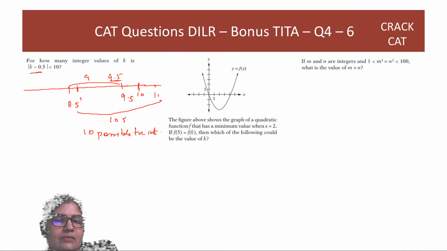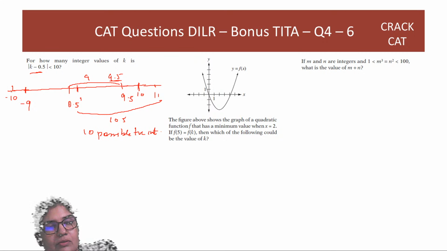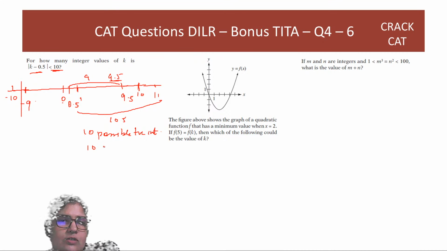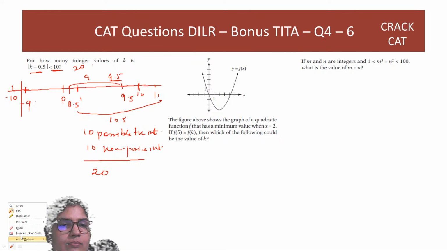On the other side, if I look at a 9.5 difference, you end up at minus 9. At minus 10, the difference will be 10.5. So the distance becomes plus 10.5, right? We want it to be less than 10, so it will stop at minus 9. So here also, starting from 0 to minus 9, there are 10, not negative because 0 is also there, non-positive, right? Integers. So totally there are 20 such integer values. Answer is 20. Right? Great. Let's look at the next question.